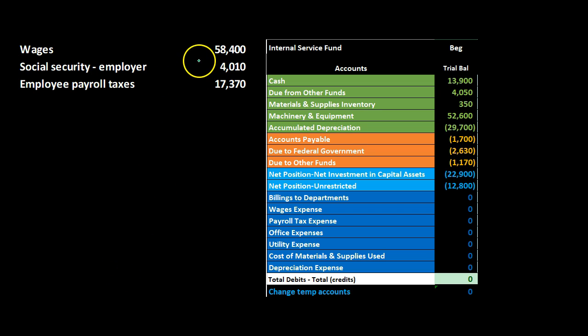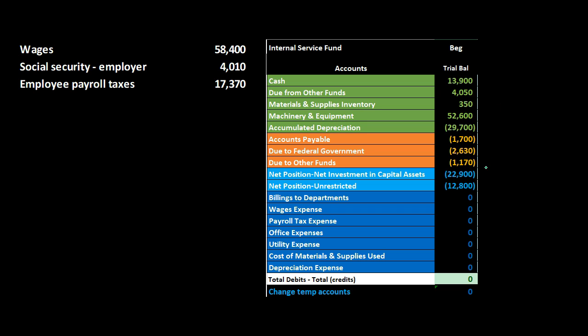The data up top, we've got the wages of $58,400, the Social Security $4,010, and the employee payroll taxes of $17,370. We're going to record this transaction remembering that we're using an accrual basis to our worksheet on the right with a trial balance. The trial balance in order. We have the assets in green. We have the liabilities in orange.